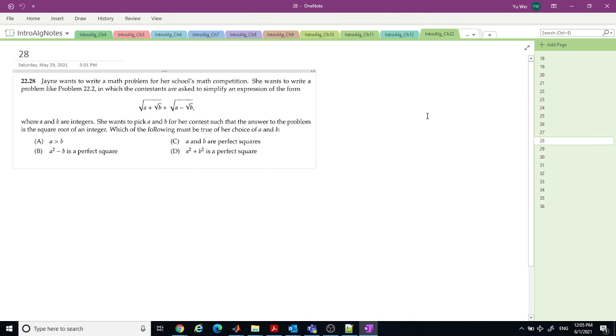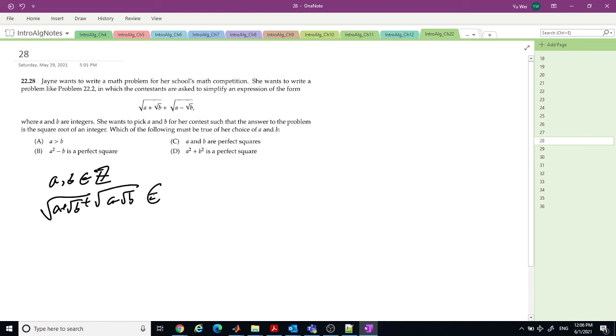Okay, so for this problem, we are going to investigate how to simplify the expression to a form where a, b are integers. So we want to write a math problem for that, where the answer of the problem is also an integer. So we want a plus root b plus a minus root b to also belong to the integers. Okay, so which of the following is true? You can think, if this is an integer, there are two ways to do it. I'll talk about method 1 first.